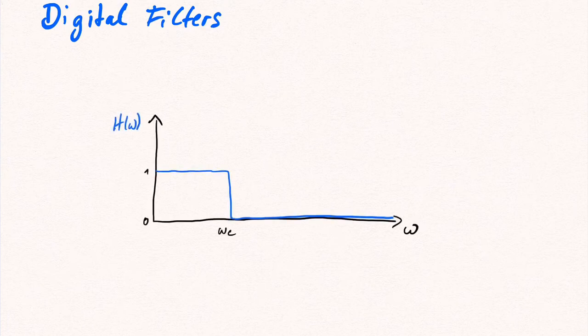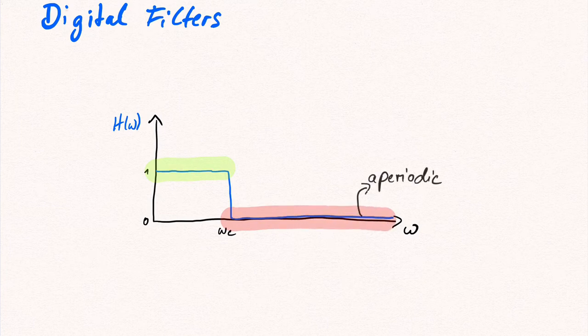We will consider this specification of an ideal low-pass filter with cutoff frequency omega c, where all frequency components with frequencies between 0 and omega c are passed in the filter, and all frequency components with frequencies above omega c are filtered out or stopped by the filter. This implies that the frequency response H of omega is aperiodic.